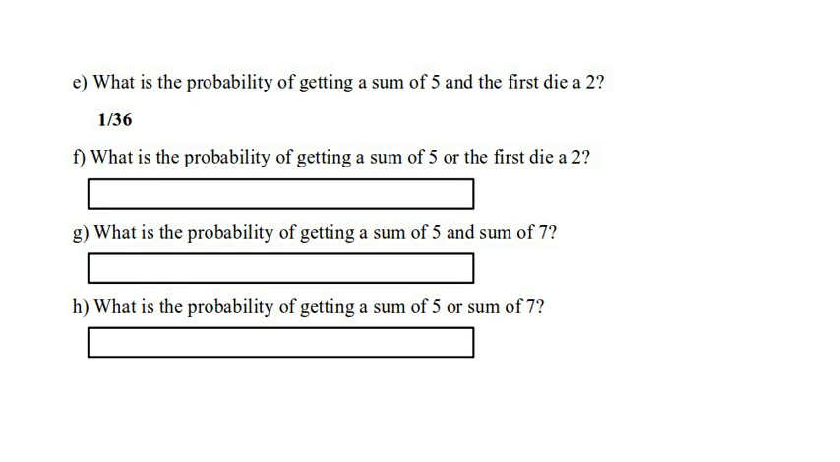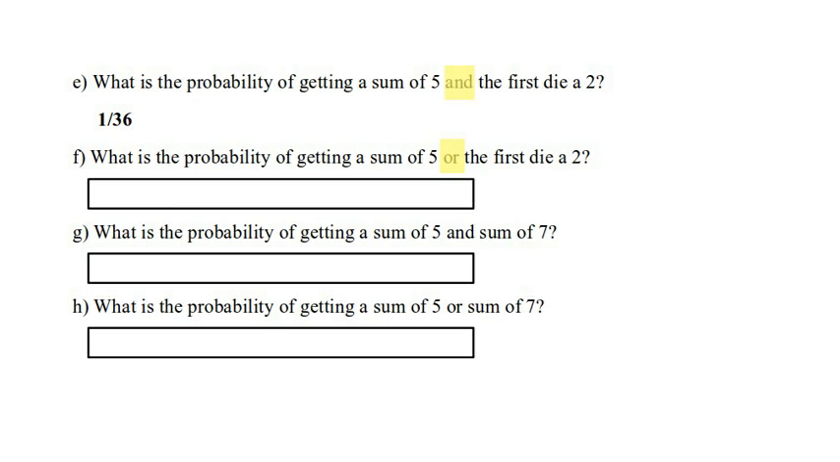The next question asks, what is the probability of getting a sum of 5 or the first die a 2? So notice that this almost looks exactly like the previous question, except the previous question was an and, and this question is an or. So now we're going to go back and we're going to say it's perfectly fine if the first die shows a 2, that's acceptable, or if the sum is 5.